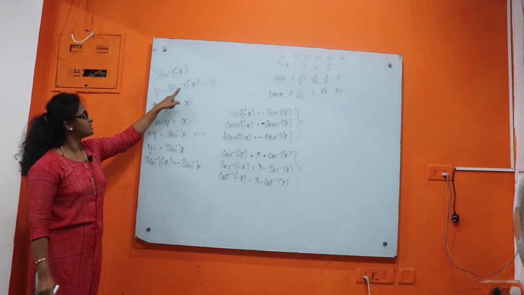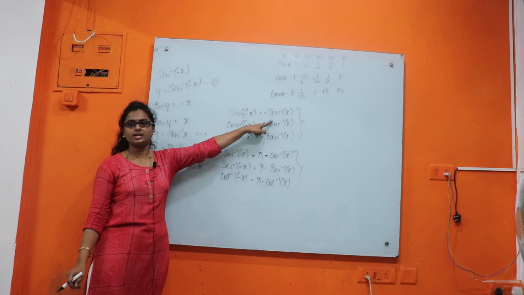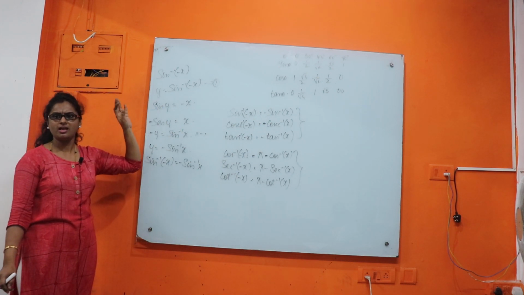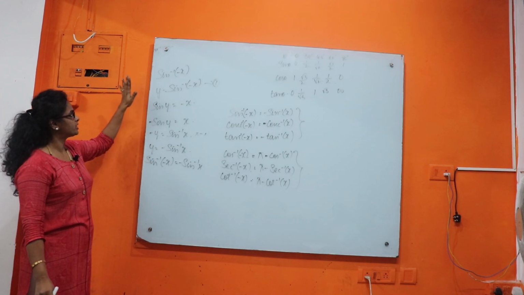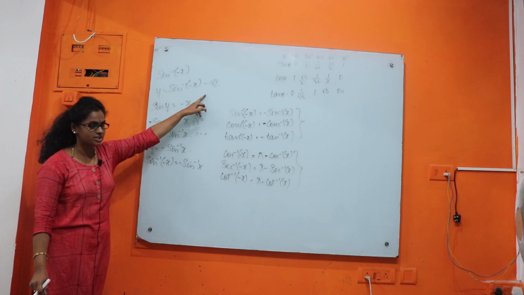Considered sine inverse of minus x is y, and what did we prove at last? We proved the RHS part, that is minus sine inverse of x. We did not do anything here. We only shifted the inverse on the left hand side and we proved it. So, what did we do here? Sine inverse of minus x, we considered that as y.